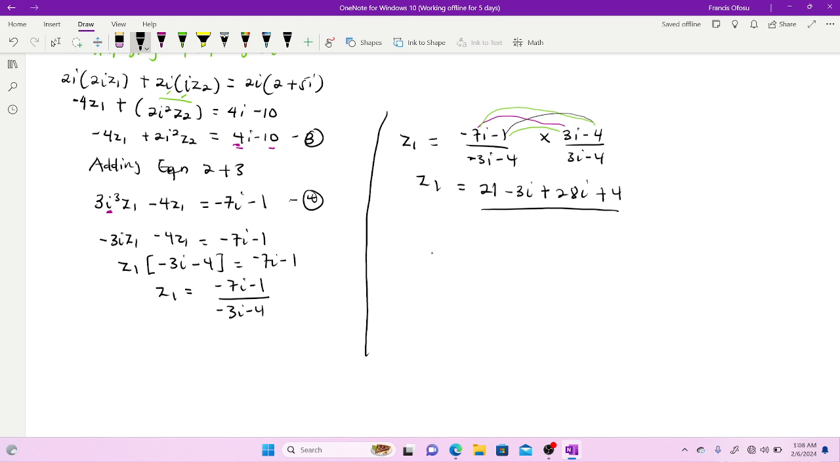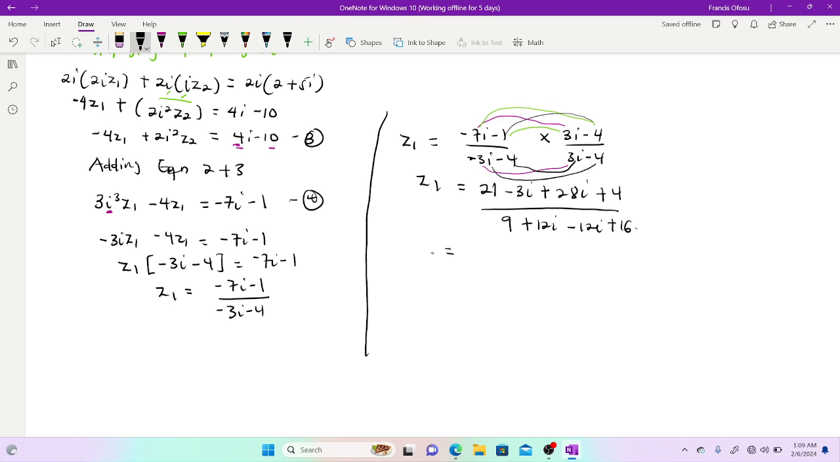All over. For the denominator, I'll have this by this. And I'm going to get 3 times 3 is 9. I have negative here, making it negative 9. But i times i will give me negative 1, making it positive 9, right? So the next thing is this times this. Then negative 4 by this will give me positive 12i. Then this by this will give me negative 12i. Then negative 4 by negative 4 is positive 16.